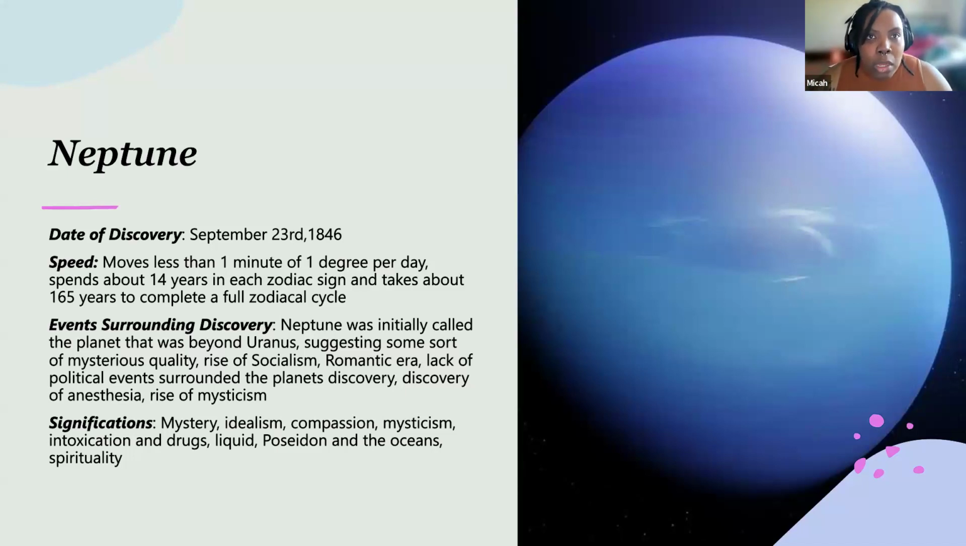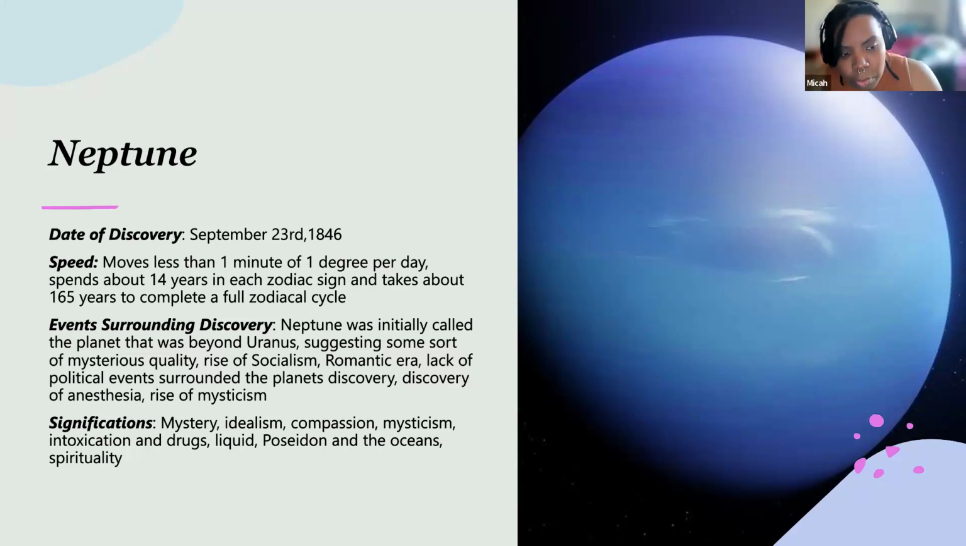That is what gave Neptune this kind of peaceful energy that we associated with it. The discovery of anesthesia, as well as the rise of mysticism in Europe, was also how we gave Neptune some of its signification, such as mystery, idealism, compassion, mysticism, intoxication of drugs, anything that's liquid or associated with Poseidon and oceans, as well as spirituality, are some of the things that we associate Neptune with.